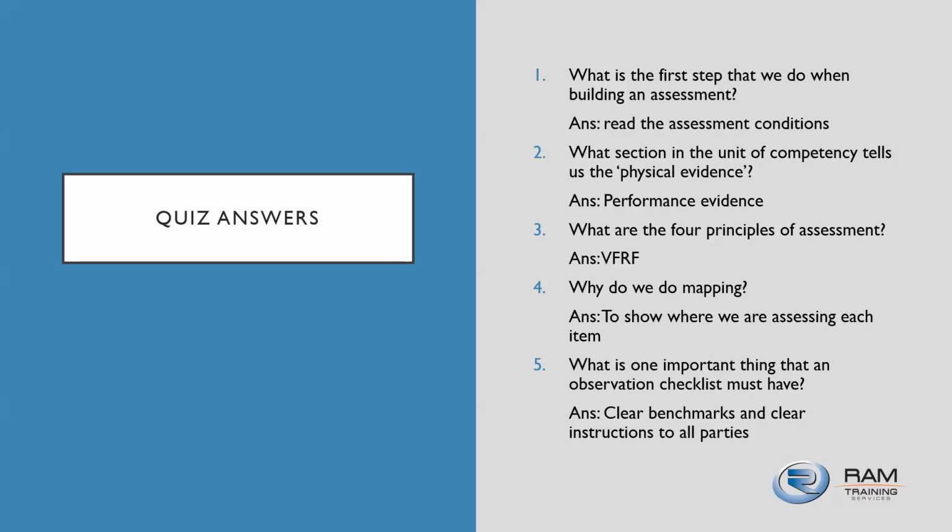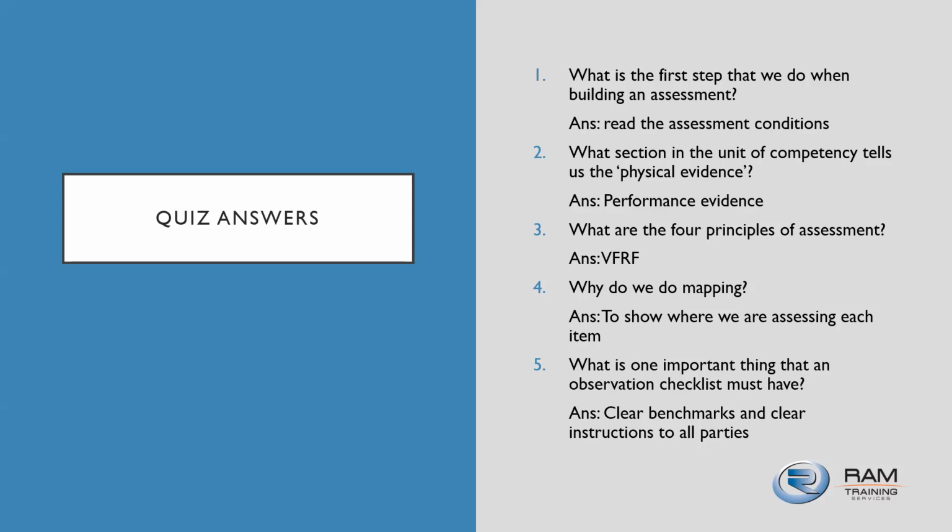And just to put that in context, so valid, we know it's valid if it matches the unit. So when we're looking to build our assessments in the unit, if it says do CPR for 2 minutes, and in the observation checklist it says 2 minutes, well, that would be valid. All right. And if all the mapping is complete, well, we would say that is valid. Flexible, if it allows for RPL and it allows for different methods of assessment, we would say that's flexible.